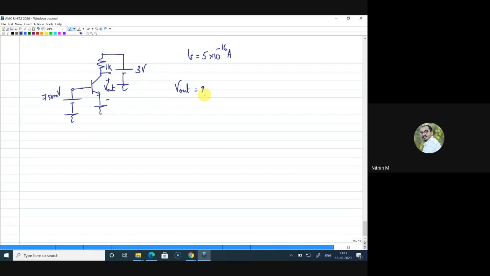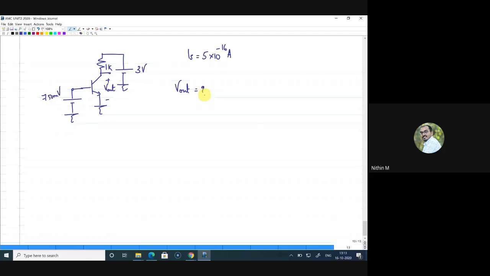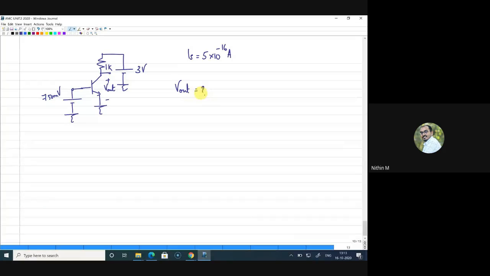Can you guys try? So could you repeat the question? Yeah, the question is to find V out. You're asked to find V out. The given data is Is given as 5 into 10 to the power of minus 16.